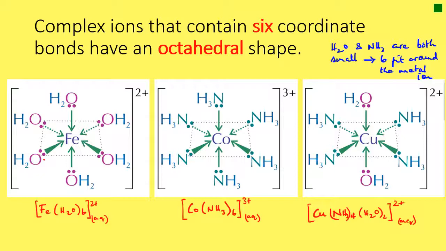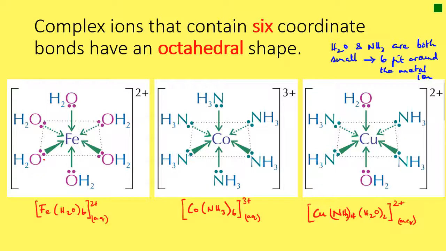And so that's what leads to the octahedral shape. Now, if the ligands were larger, like a chloride ion, for example, then you wouldn't be able to fit 6 chlorides around a metal ion, and so that would be a different coordination number of a complex.